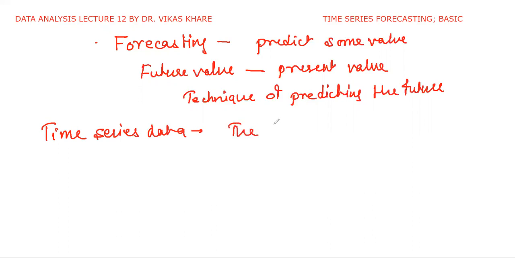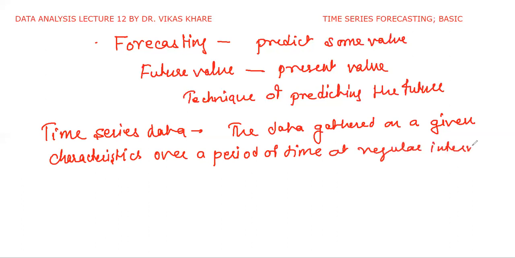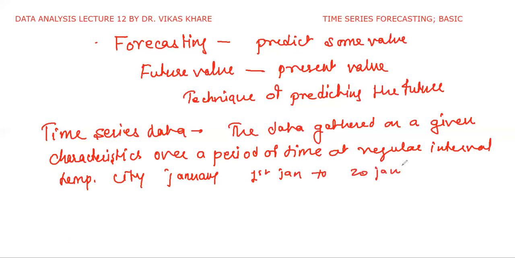The data gathered on a given characteristic over a period of time at regular intervals. For example, if we have the value of temperature of any particular city in the month of January, we have the value of temperature from 1st of January to 20th of January.